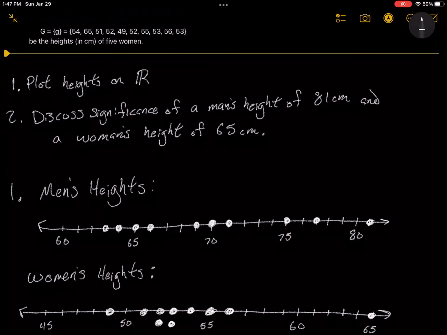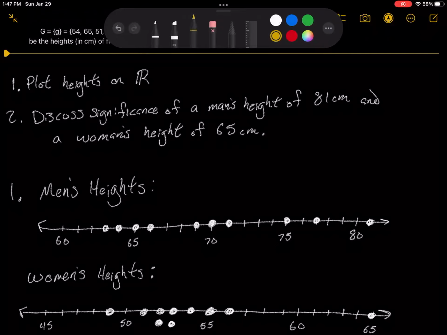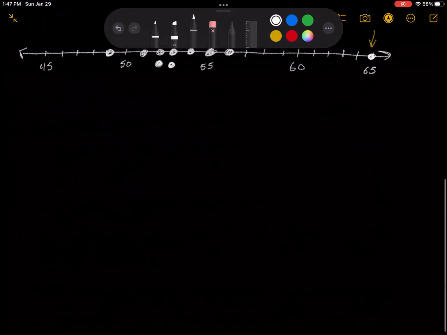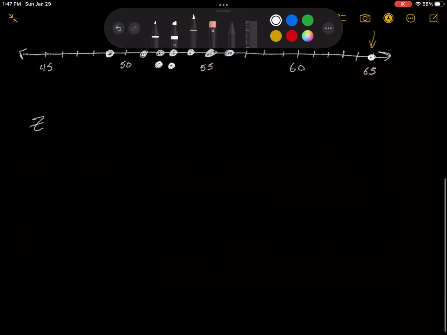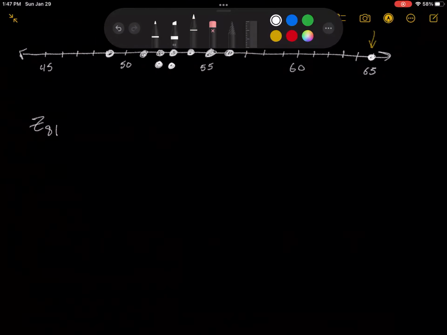So number two wants us to discuss the significance of a man's height of 81. I want to think about the significance of that guy right there and a woman measuring a height of 65. I want to talk about the significance of these two points from their distribution. So the best way to do that is to look at z-scores. So let's look at the z-score of the height, 81 centimeters.